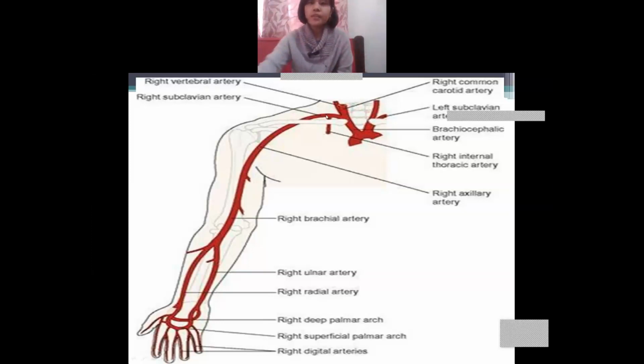This is the clavicle, no? Clavicle, you remember, no? Bones, your beauty bone, your collar bone. That one is known as the clavicle. So where is the subclavian artery actually situated? It is situated right behind the clavicle, that is your collar bone. It is at the back side.